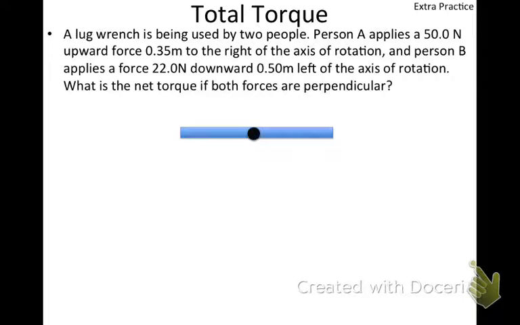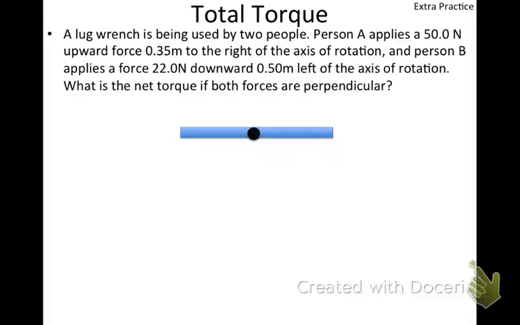We have a lug wrench that's being used by two people. Person A applies a 50.0 newton upward force, and the force is 0.35 meters to the right of the axis of rotation. And person B applies a force of 22.0 newtons downwards, and that force is 0.50 meters left of the axis of rotation. The last part is, what is the net torque if both forces are perpendicular? The picture I have in front of me is a crude drawing of a lug wrench.